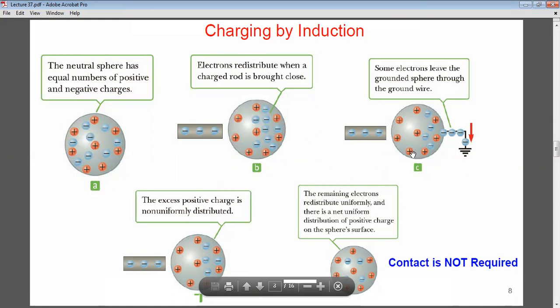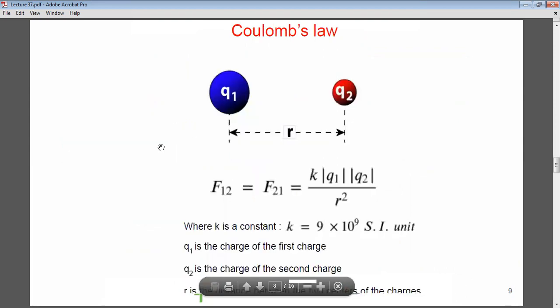Then I will ground the sphere. I will attach it to some wire. Once I attach it to some wire, all the negative charges on the side will move away. They will be out. What will happen now is that I can remove this rod, and I will have a sphere which has more positive charges, because most of the negative charges were removed by grounding. In this case, contact was not required. So this is charging by induction.